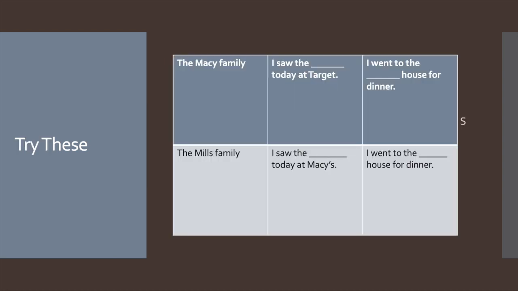Okay, so now let's try these. I saw the blank today at Target, the Macy's. How are you going to spell that? And then I went to the Macy's house for dinner. How are you going to spell that? Again, there's more than one of them, right? We're talking about the entire family. I saw the blank today at Macy's. How would I pronounce that? Well, would you say I saw the Mills today at Macy's, or I saw the Millses today at Macy's?